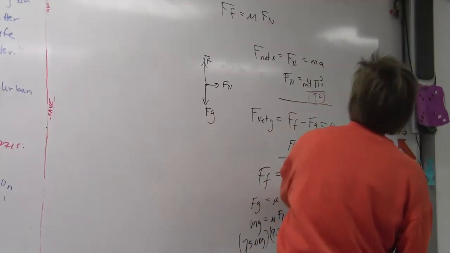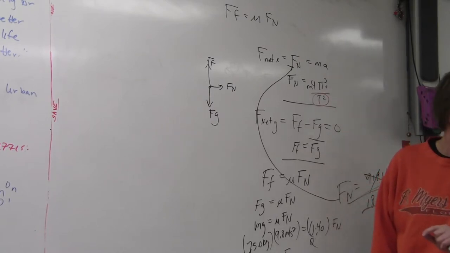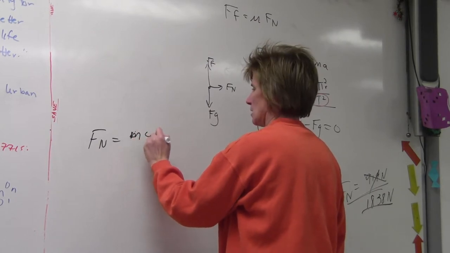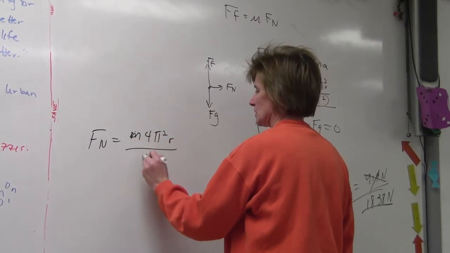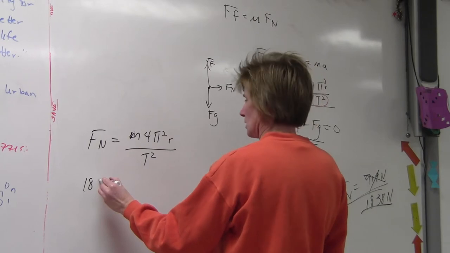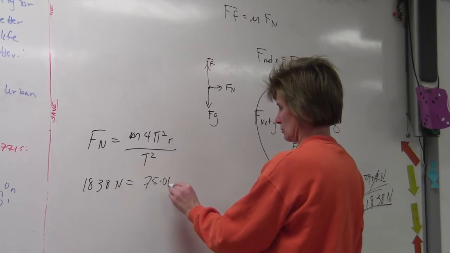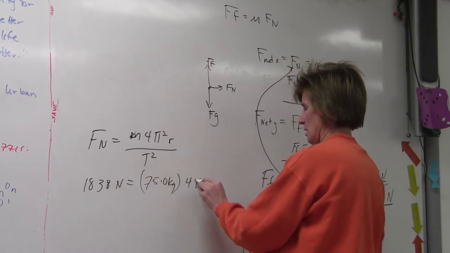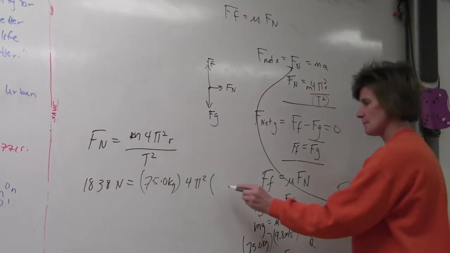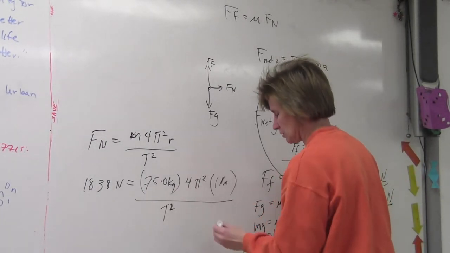So then, since I know normal force, can I put the normal force back in here and solve for period? So that's what I'm gonna do. Normal force is equal to mass times 4 pi squared r over t squared. I can now substitute my numbers. 75 kilograms times 4 pi squared, and my radius was, I erased it, 1.8 meters, divided by t squared. You guys do the math to make sure you know how to do it.